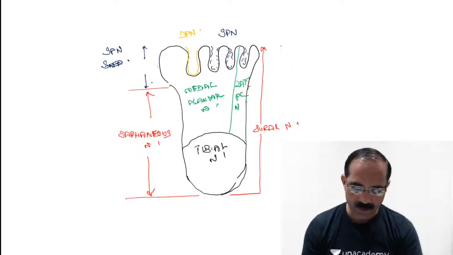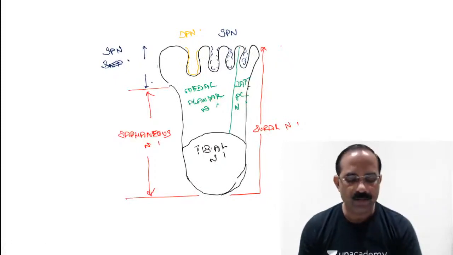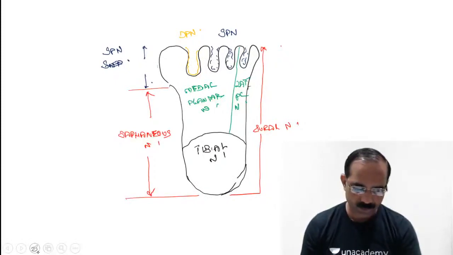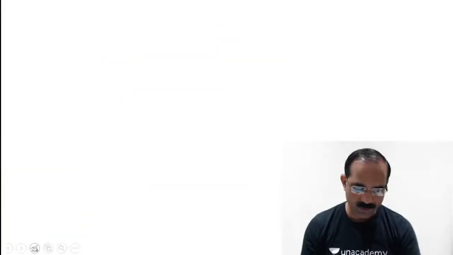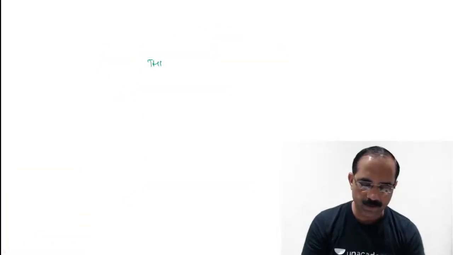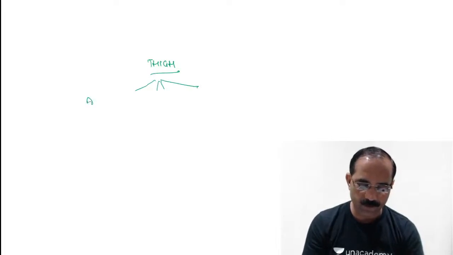I hope this is clear. Okay, I'll clear this. And just one more thing which I want you to understand. Look, thigh. There are 4 aspects of the thigh.